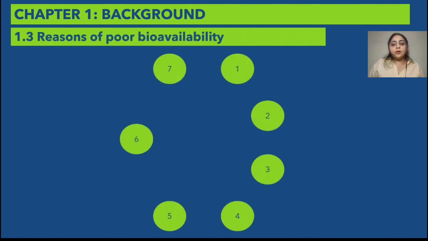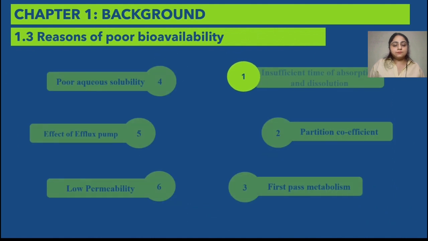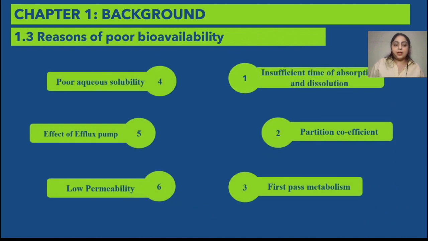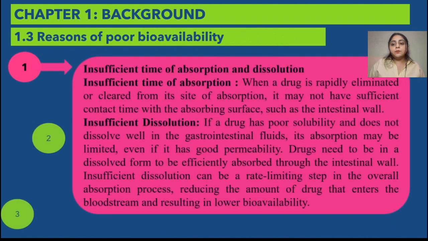So we move forward to reasons of low bioavailability. The first one is insufficient time of absorption and dissolution, partition coefficient, first pass metabolism, poor aqueous solubility, effect of efflux pumps, and low permeability. We move on to the first one, insufficient time of absorption. As we have said, if the drug is rapidly eliminated or cleared, then it doesn't have time for contact with the membranes, for example, the intestinal wall. So if it doesn't have sufficient time, then it won't be absorbed.